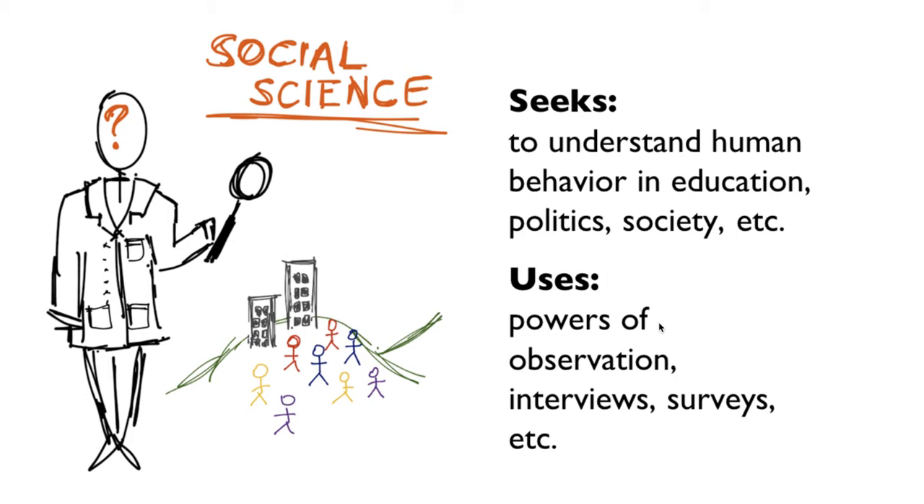So social scientists seek to understand human behavior and how people interact with each other, political systems, their environment, etc. They may use the scientific method, as well as observation, interviews, surveys, etc. Some majors in the social sciences include psychology, education, business, sociology, and more.